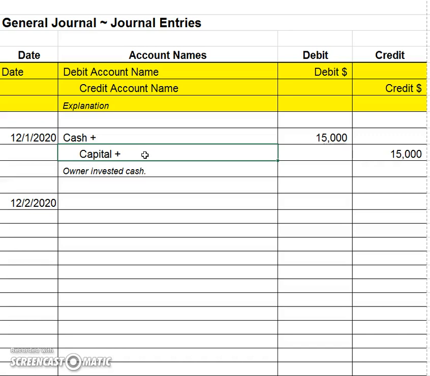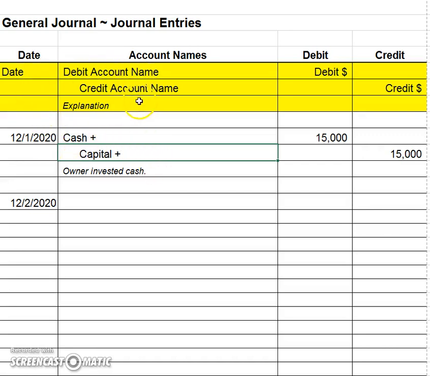So again, we would go from our analyzing transactions chart over to our debit credit playbook, and we would say, oh, the owner investments are equity capital accounts that increase with credits. So again, I'm going to write the word capital, which is the account name, on the credit line, and it's being credited for the $15,000. And again, I just put those little pluses there to help you as you're starting to learn your debit credit rules. And then the journal entry explanation would be: the owner invested cash.